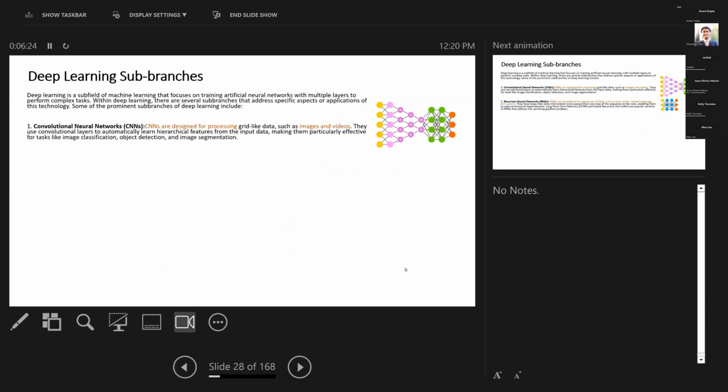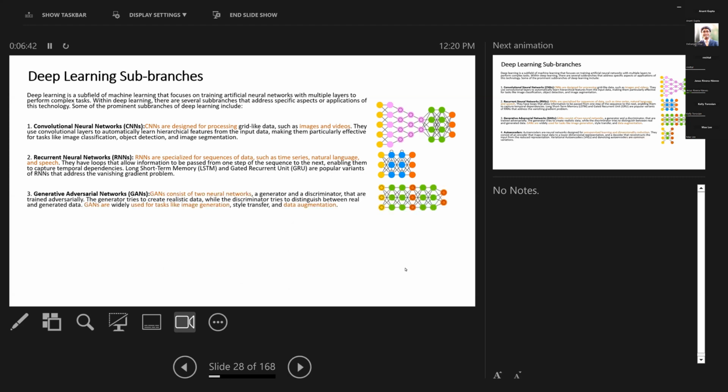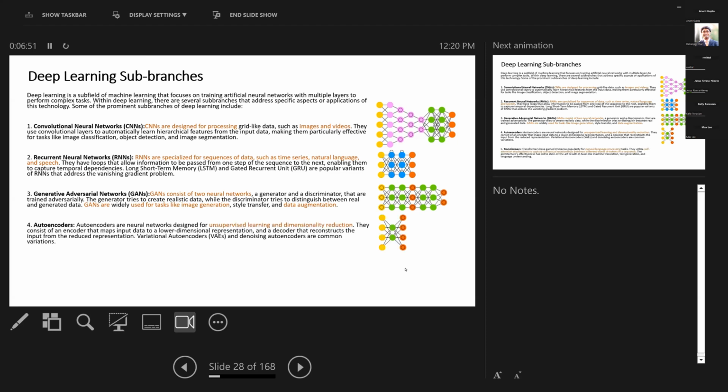Deep learning itself has a lot of sub-branches. What you see in the literature right now is a lot of CNNs, or convolutional neural networks, and they are mainly designed for processing images and videos. They also have recurrent neural networks, which are suitable for analyzing time series and natural language and speech processing. Then we have generative adversarial networks, which have two neural networks competing with each other. They're used for image generation and data augmentation. We have autoencoders, used for unsupervised learning and dimensionality reduction.